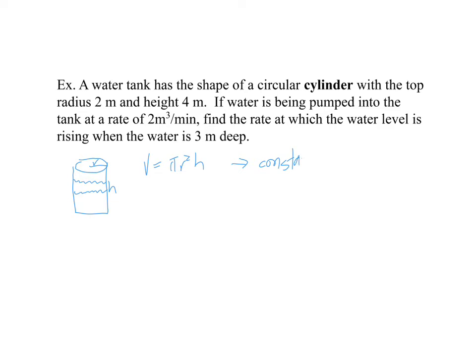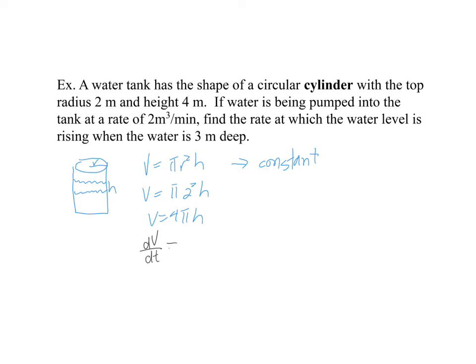We can plug in any kind of constant numbers right off the start. And no matter where we are for the height of this water, the radius will always be 2 meters. So we should actually plug the 2 in first. So that would simplify to just 4 pi h. So because it's constant, we can do that. But the rest of the things are changing. Our volume is changing, our height is changing. So we can't do any more substitutions until after we do our derivatives.